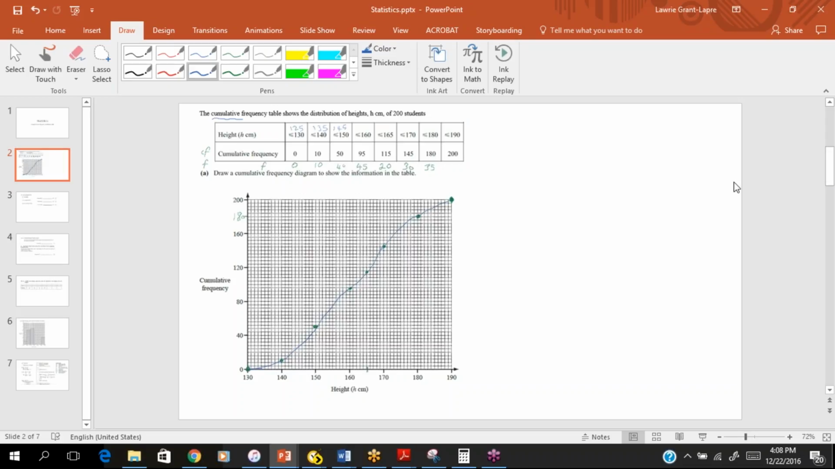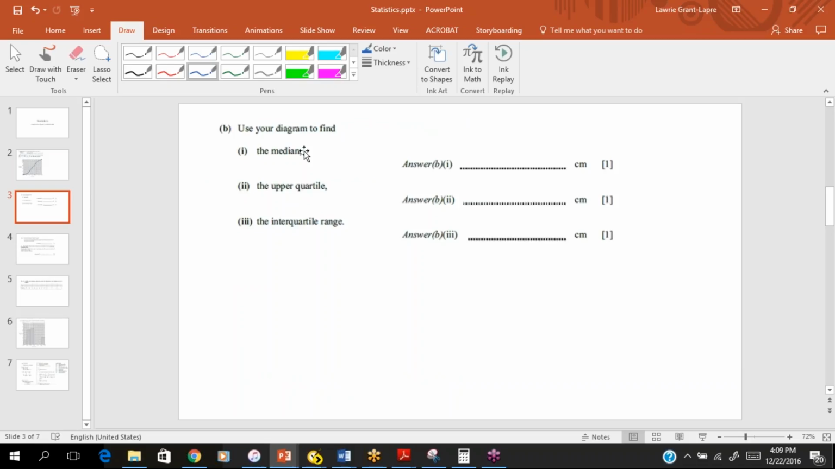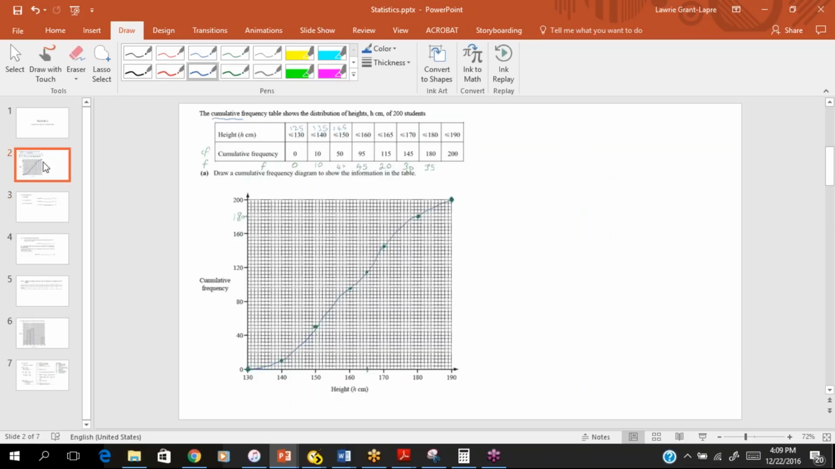Now let's have a look at the next question. The next question says, use your diagram to find the median. Now the median is halfway. If there's 200 students, the median is at the 100 level. Using the cumulative frequency, we simply draw a line directly across from 100 to where it gets to the graph, and then go down and measure that point there, and that's good enough. And you can see that that is 162 centimeters.